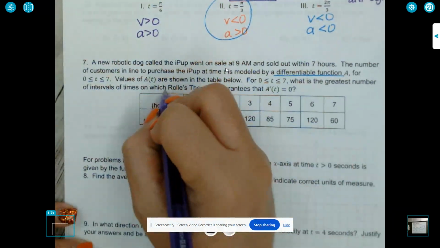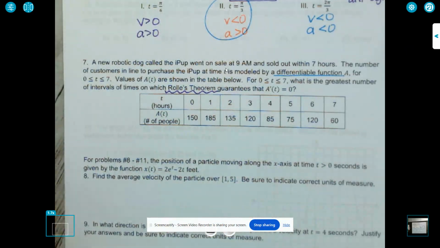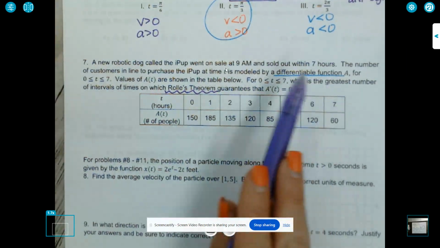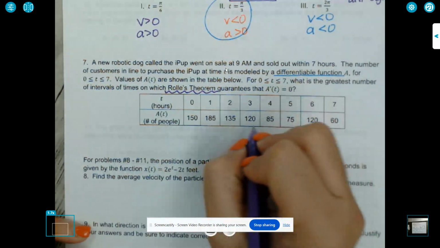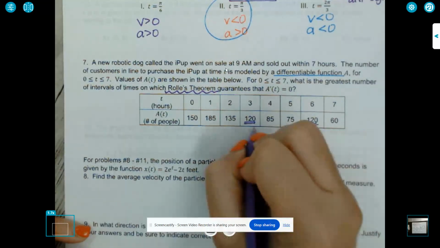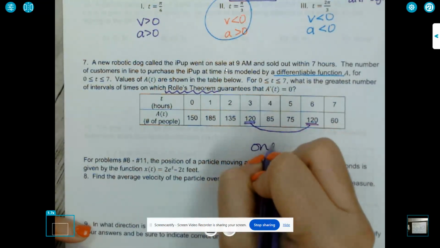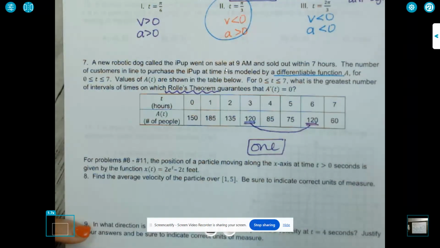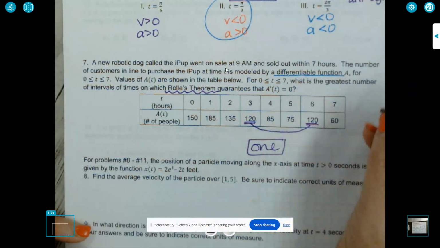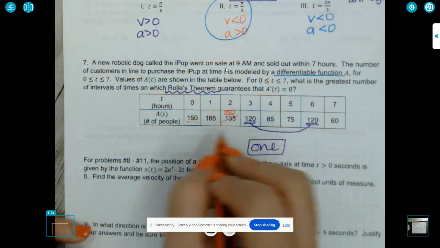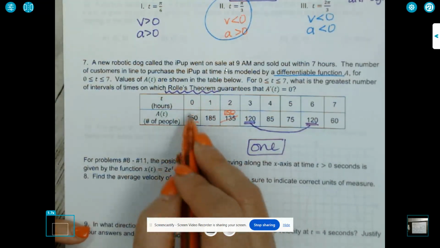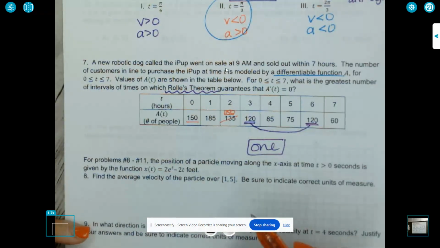So remember, for Rolle's, we've got to be continuous and differentiable. Well, it's differentiable, therefore it is continuous. Okay, so we're good there. And then we've got to have our endpoints be the same. So if you notice, our endpoints are the same here and here. So literally that happens once. And we talked about in class, let's just say that this right here was 150. So it was from here to here, but that would not count because you cannot include an endpoint for that to happen. So it's only once.